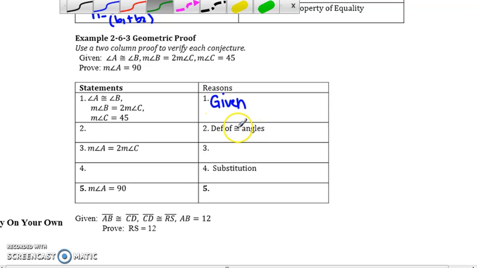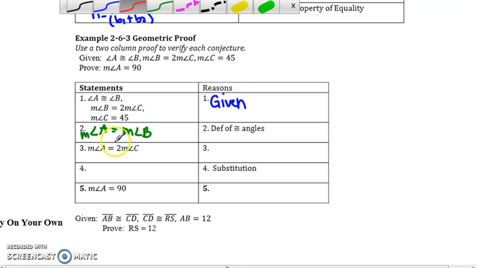Now, definition of congruent angles. If something is equal, then it is congruent. If something is congruent, then it is equal. So we're going to take this congruent statement and change it to show that the measure of angle A is equal to the measure of angle B, because congruent means equal. And we're trying to prove things equal here in this one, not using our congruent symbols. So we need to switch that to equals, but we need to say why.